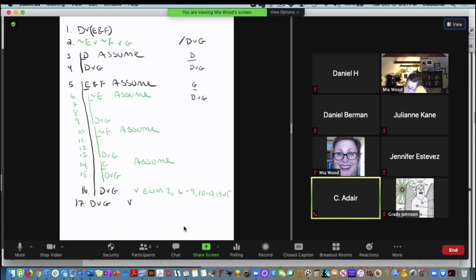Now we can say disjunction elim 1, 3 to 4, and 5 to 16. I do that all the time. I forget to exit out of the second subproof. Okay, so we need to account for the following moves. Right? We need lines 7, 8, 9, 11, 12, 13, 15.